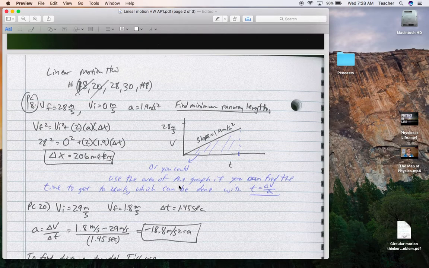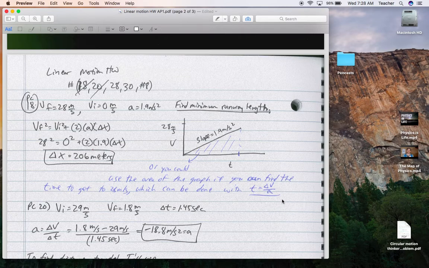For 18 did not have a graph shown, but I made a graph. I knew that this plane had to end up at 28 meters per second. It started at 0 and an acceleration of 1.9 meters per second squared. So that tells me I need to end up here. I've got a slope of 1.9 meters per second squared. So I could have simply taken this velocity divided by this acceleration, and that would let me know how much time it takes to get to that velocity. That's what I've got in blue here.